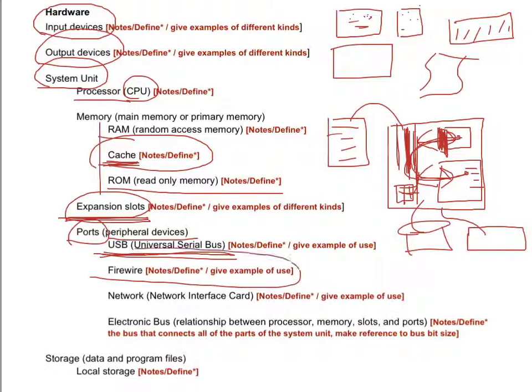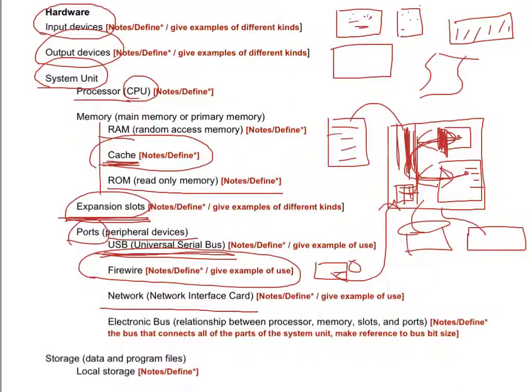Firewire, probably won't see that much anymore. It's still used. I've still used it in recent years. I believe it was an Apple technology that allows us to move video, let's say from a camera, into the computer quickly. Different type of port, different type of connection protocol to make that work.